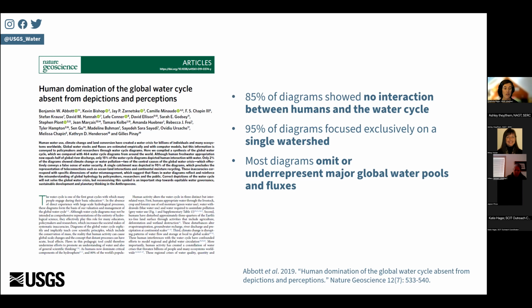Most diagrams also omitted or underrepresented major fluxes of water. Those are the processes that move water from place to place. For example, 92% of diagrams omitted the largest global water flux, which is ocean circulation.